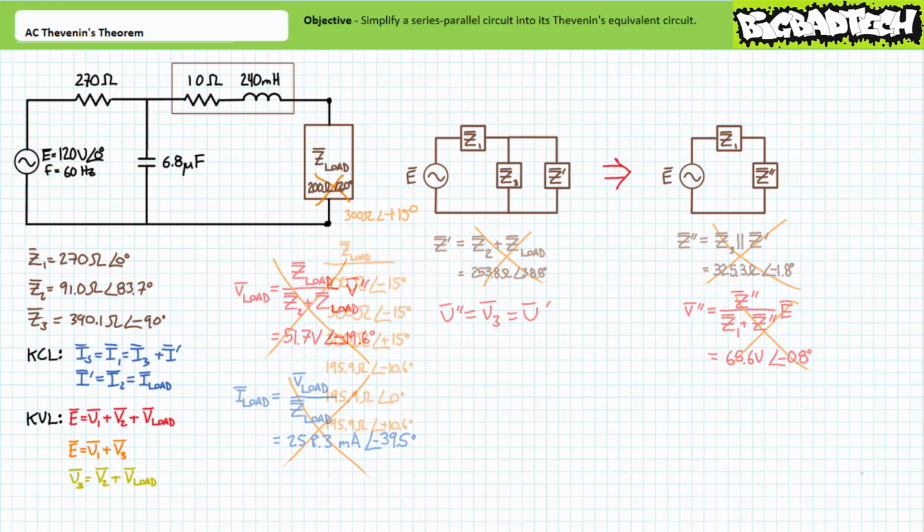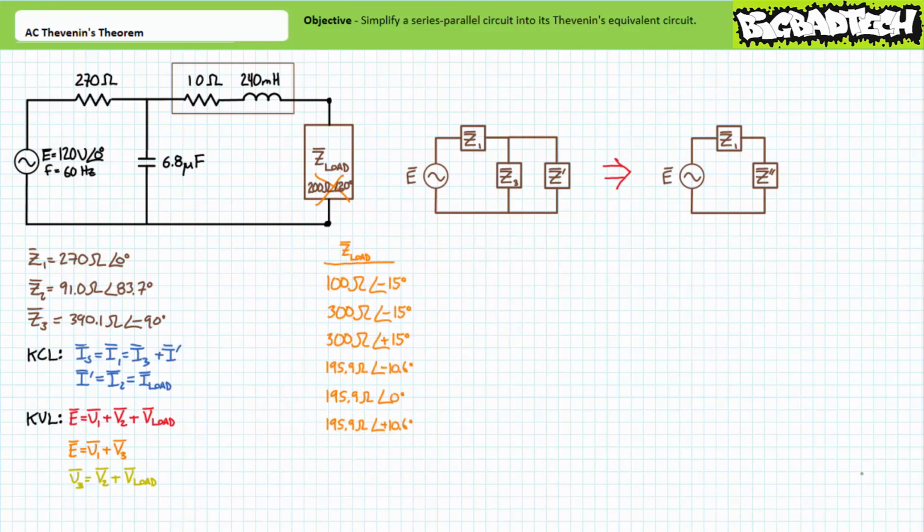While you're at it, calculate the values for Z load at 100 ohms at an angle of negative 15 degrees, 300 ohms at an angle of negative 15 degrees, 300 ohms at an angle of positive 15 degrees, 195.9 ohms at an angle of negative 10.6 degrees, 195.9 ohms at an angle of 0 degrees, and 195.9 ohms at an angle of 10.6 degrees. I'll wait for you, and I'll wait a long time. Do you see the point I'm driving at?